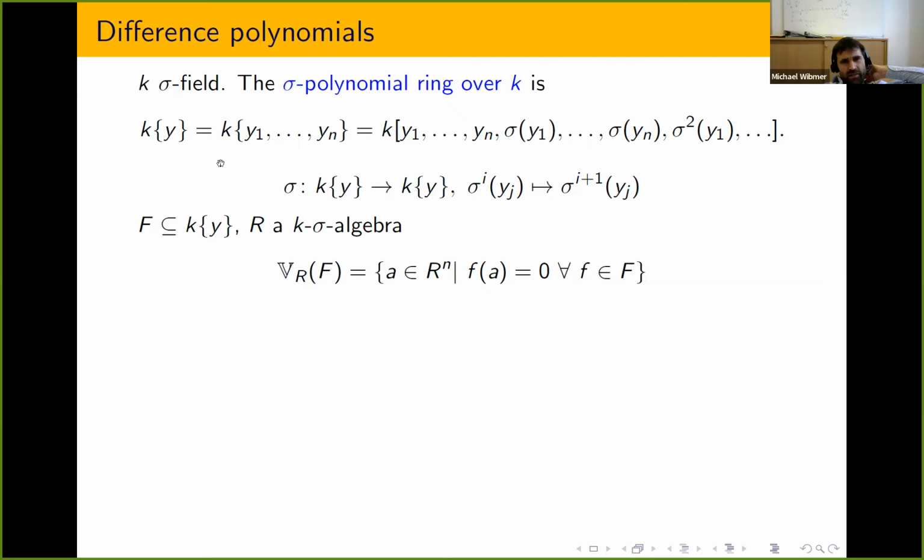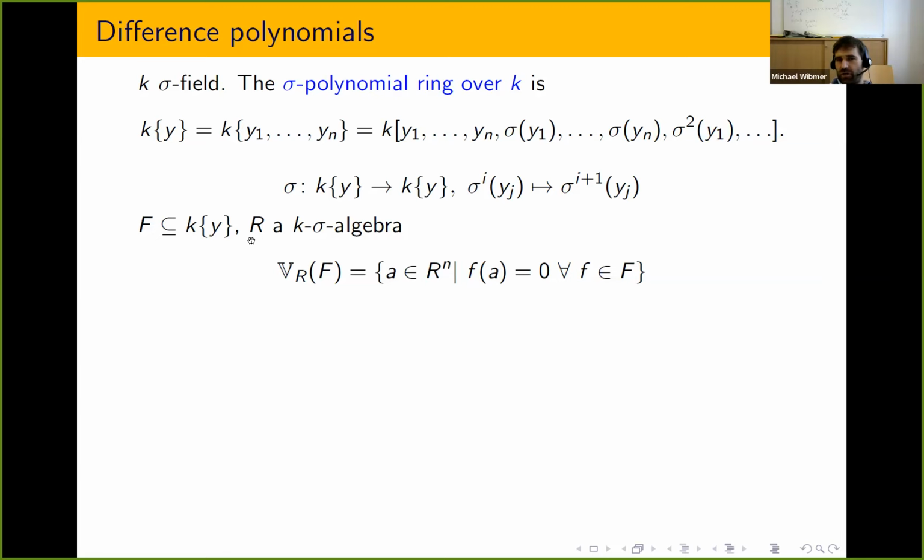And so take any set of difference polynomials, say F, and whenever you have a set of difference polynomials, you can make sense of their solutions in any K sigma algebra. And so this is what we call V sub R of F. V sub R of F is all points in R to the n, such that f of a vanishes for all f in F. So this is really the set of solutions of the nonlinear system of algebraic difference equations given by F in the K sigma algebra R.